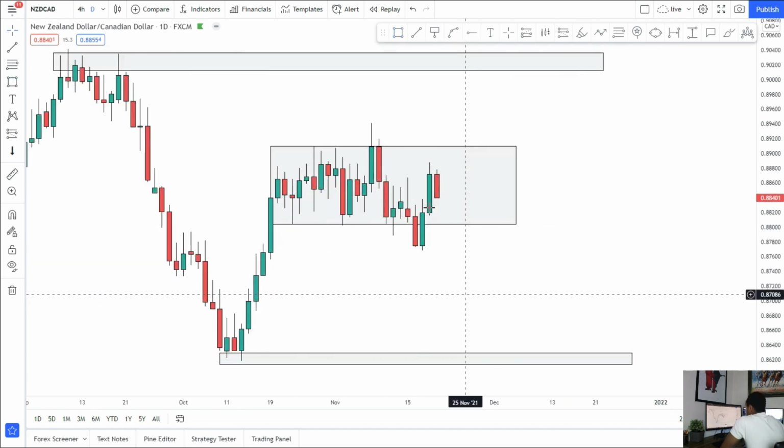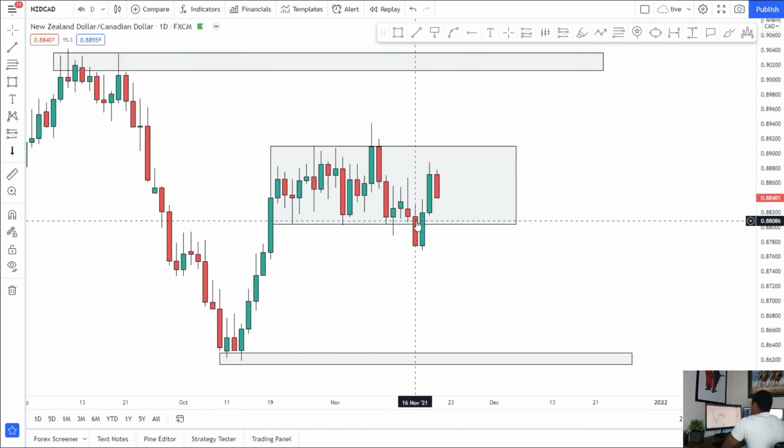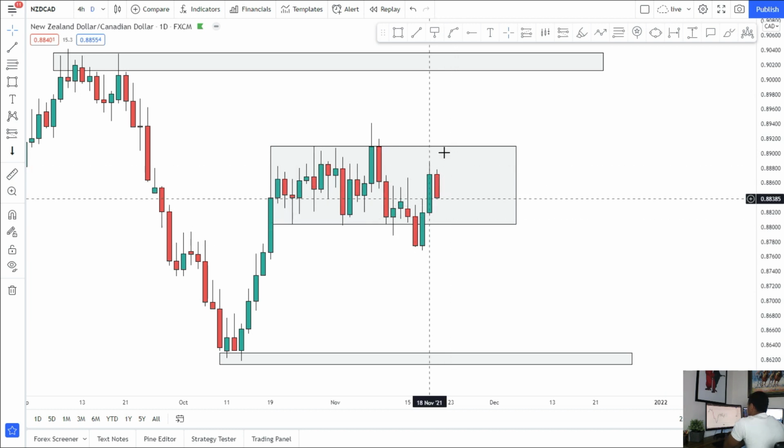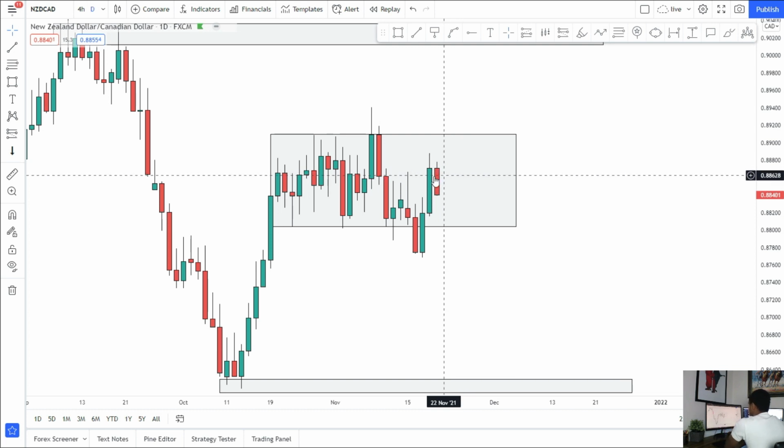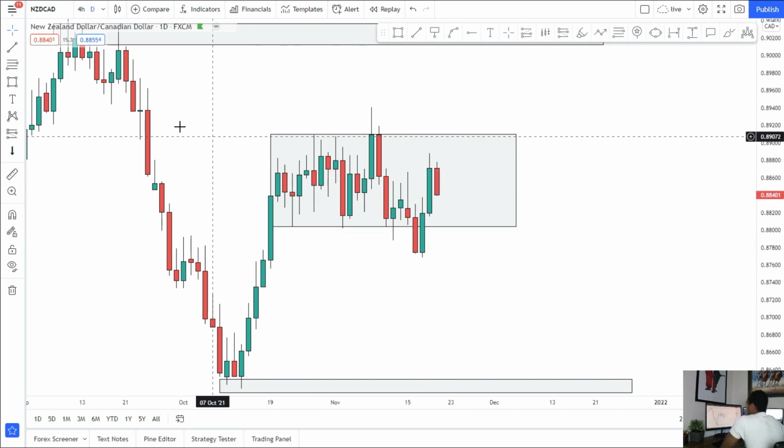However, we did break to the downside this week. However, as you can see, it did turn out to be false. We closed straight back above that area, and looking a little bit bullish, but overall we're just trapped in that range and we still are moving sideways, and we've been doing that for a number of days.